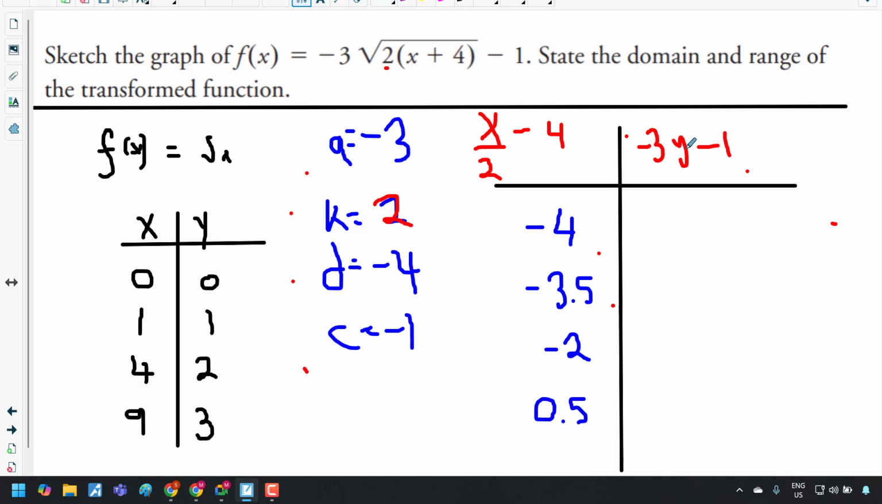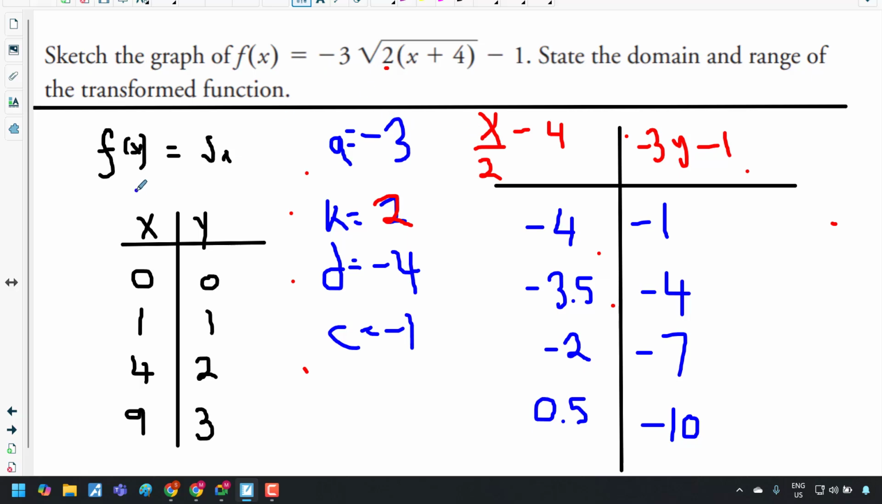All right, let's do the points for y. Let's plug in 0 here. Negative 3 times 0, 0, 0 minus 1, negative 1. Plug in 1. What do you get? Negative 4, yeah, exactly. Plug in 2, what do you get? Perfect. Plug in 3, what do you get? Negative 10. So this is how you create your table of values for your transformed function now.